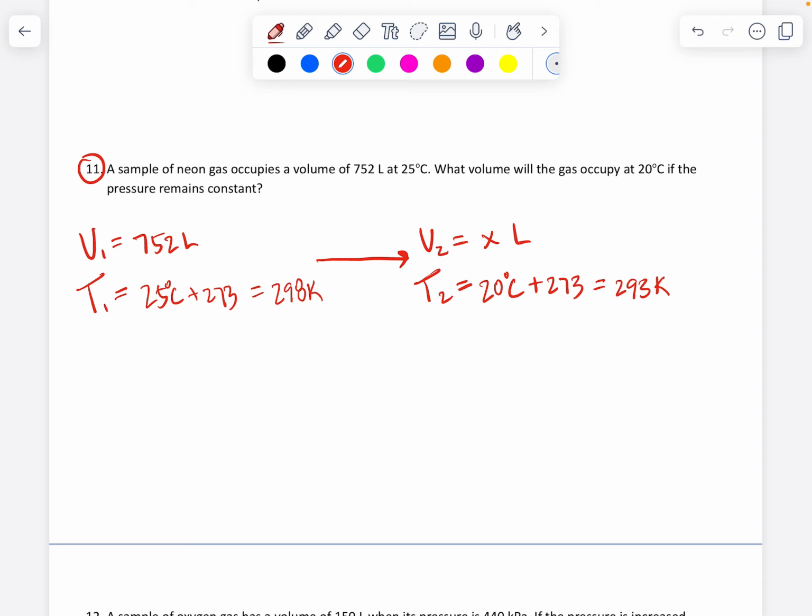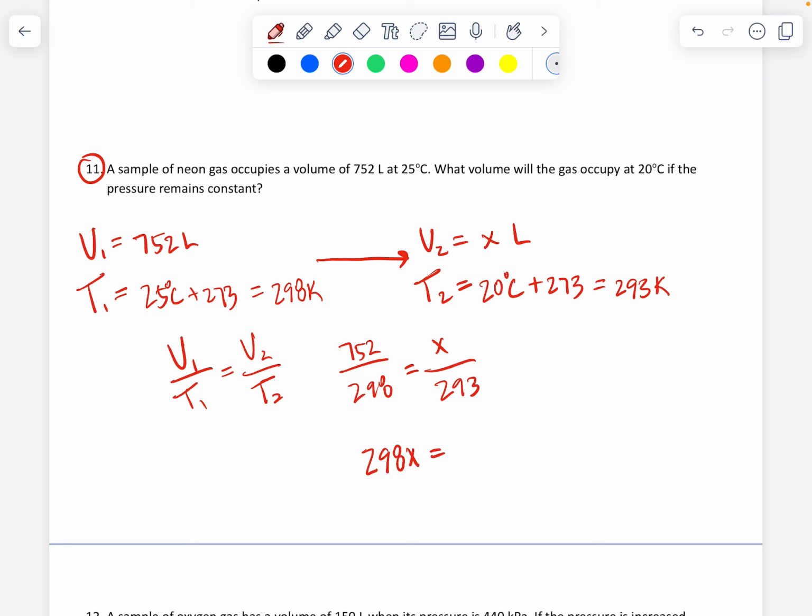Okay, so which one of the 3 gas laws are we going to have to use for this one? Find the one that has the 2 variables, volume and temperature, and that would be Charles's law, right? Which tells us that V1 over T1 is equal to V2 over T2. Now it's just plug and chug, right? Do I have all the units aligned? Volume, liters to liters, good to go. Temperature, Kelvin to Kelvin, we're good to go here. So V1, 752 over 298, is equal to x over 293. Same thing again, just cross multiply.